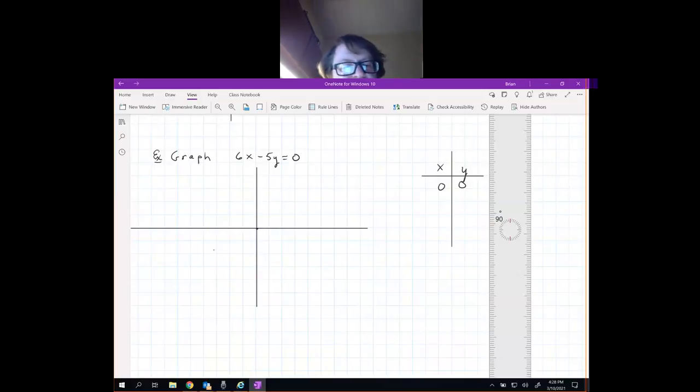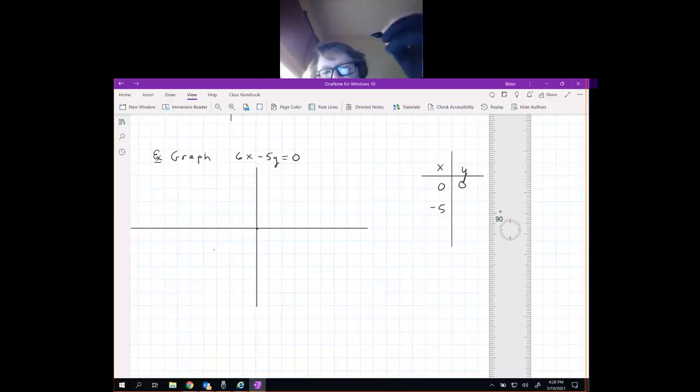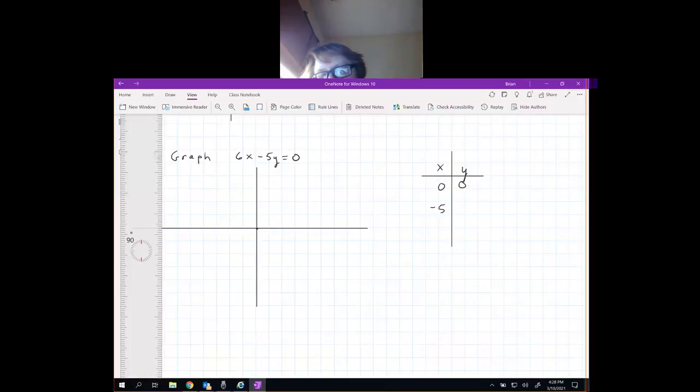I use x is -5 and I got -6. You said x was -5? Yeah, x was -5. Let's see what happens there. So if x is -5, let's do it down here. We're going to get 6 times -5 minus 5y equals 0. That's -30. All right, so yes, I believe you do get y equals -6.